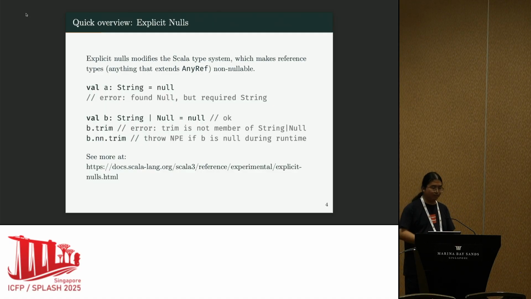To represent something as nullable, you need to use a union type. For example, here the variable b has the type String | Null, so calling a method of String on a nullable value is not safe anymore. It will give you an error when you try to call trim on b, saying trim is not a member of String | Null. To cast it, you can still cast nullable values into non-nullable values using .nn, but it will still throw a null pointer exception if the variable is truly null at runtime. You can find more details in the documentation of Explicit-nulls.